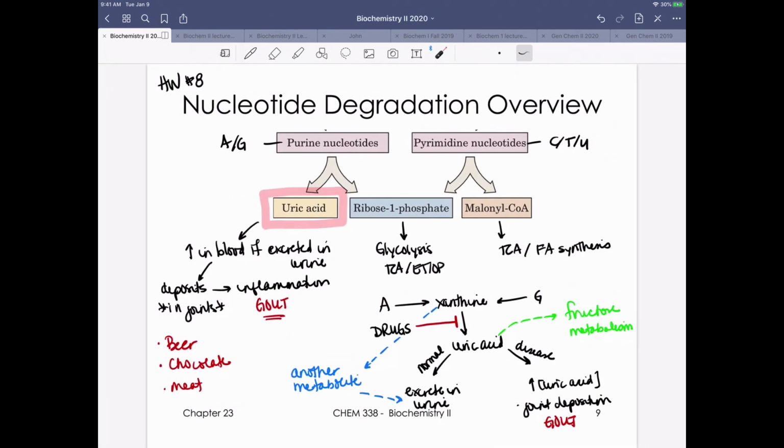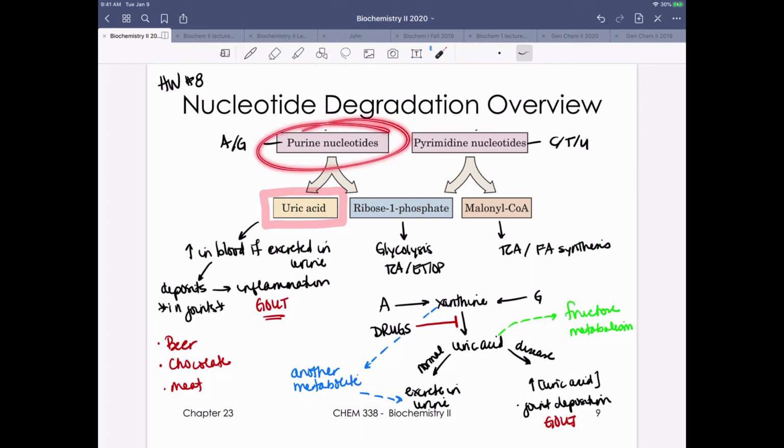Last little piece to highlight here is nucleotide degradation. Again, we said that there's no problem really degrading pyrimidine nucleotides. That's our C's, T's, and U's. You basically snip off the phosphate, and that can be degraded fairly easily in glycolysis, and then the citric acid cycle, ETOP. And then the base is pretty easily broken down to malonyl-CoA, which can be used for the citric acid cycle, or, though not too much is produced, can be responsible for fatty acid synthesis.